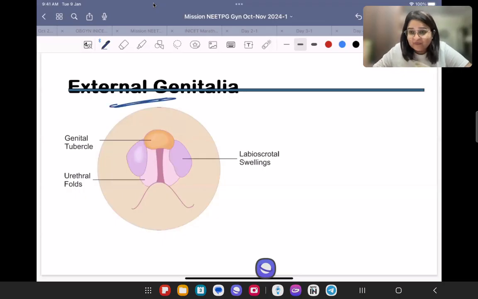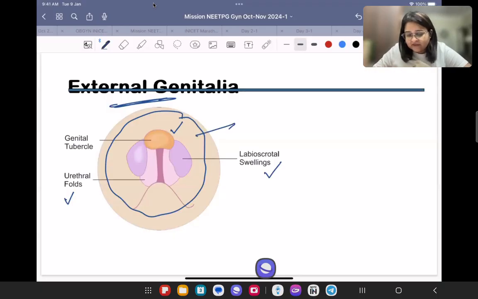Okay, now the external genitalia looks like this in the embryo. Okay, it's a complement. Okay, that's good. So you have a genital tubercle, you have urethral folds, and you have labioscrotal swelling. So this is how the external genitalia in the embryo looks like. So it looks like a female. So if there's no testosterone, this will develop into a female looking embryo.